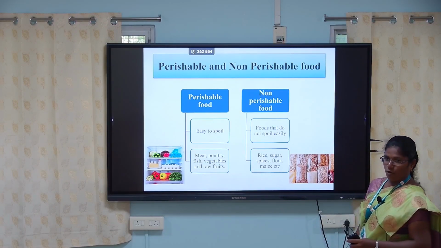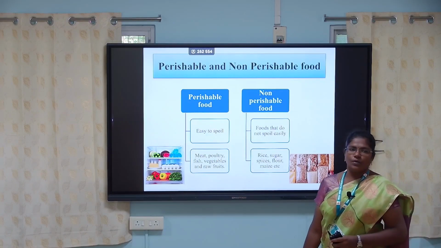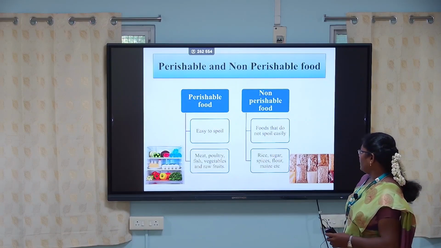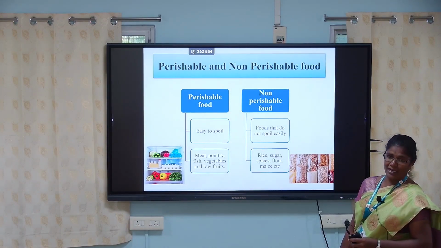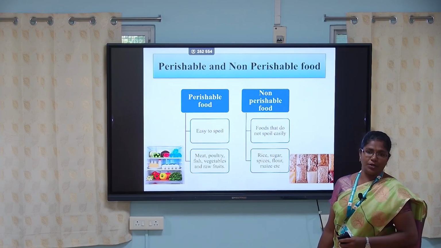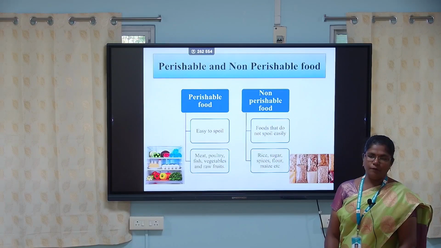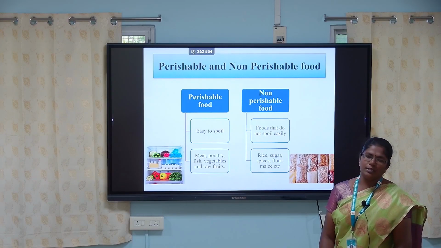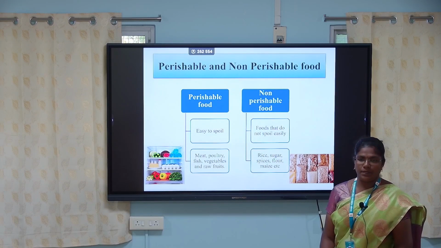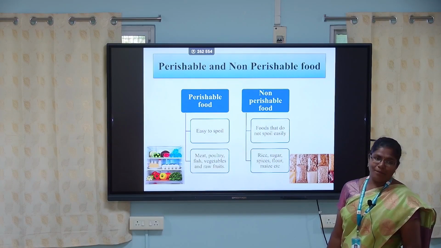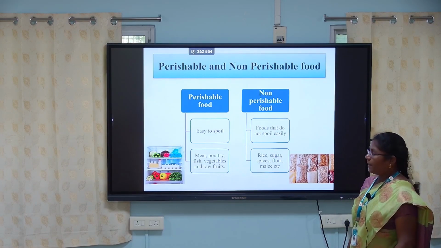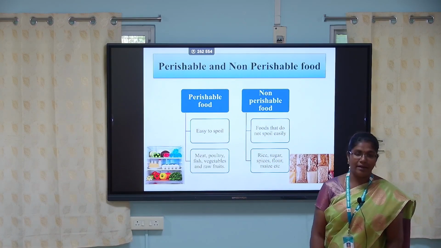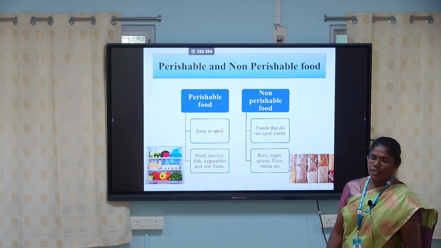Coming to the non-perishable food products, which are not easily spoiled, so they can be maintained at ambient room temperature itself. Non-perishable food products don't spoil easily as the moisture content is generally lower, around 10 to 20%. So, they can be stored at ambient room temperature itself. Examples for non-perishable food products are rice, sugar, spices, flour, maize, etc. Grains and all we can include in non-perishable food products.